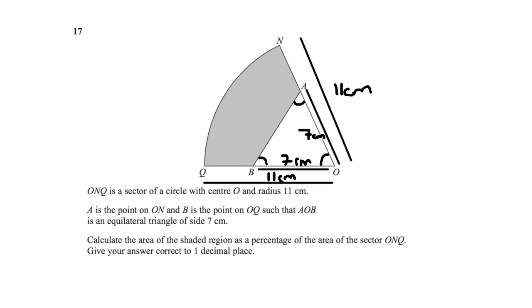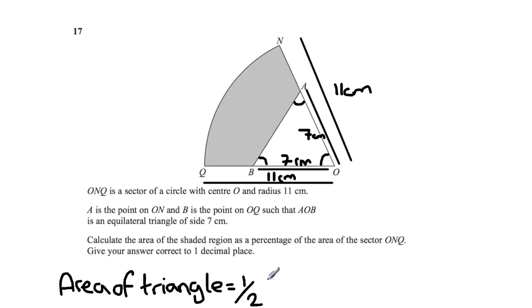To do this, we're going to be using the equation area of a non-right angle triangle. So area of triangle equals a half A B sine theta.